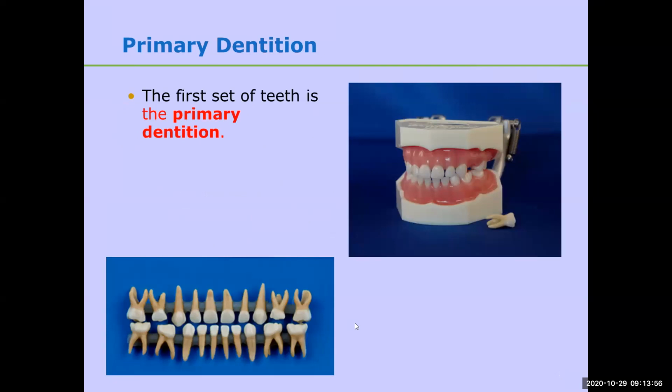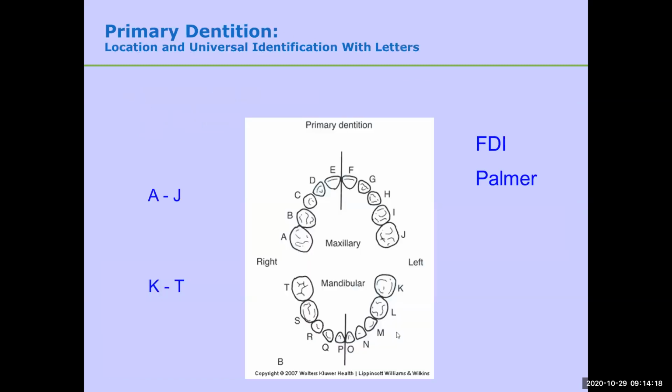So it's the first set of teeth the child usually gets. Now, sometimes a child is born with teeth in their mouth, a couple teeth. That is not considered part of the primary dentition because those teeth are going to be lost. But it's the first set of teeth. And you need to know how to identify them with the universal continuous system. You need to know how to do that with the Palmer as well.